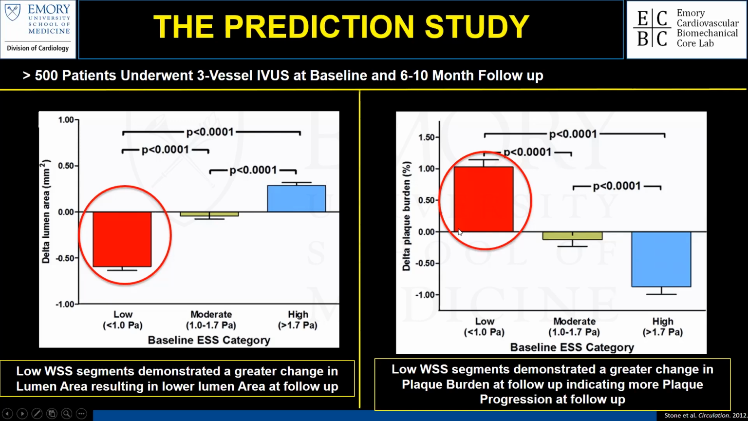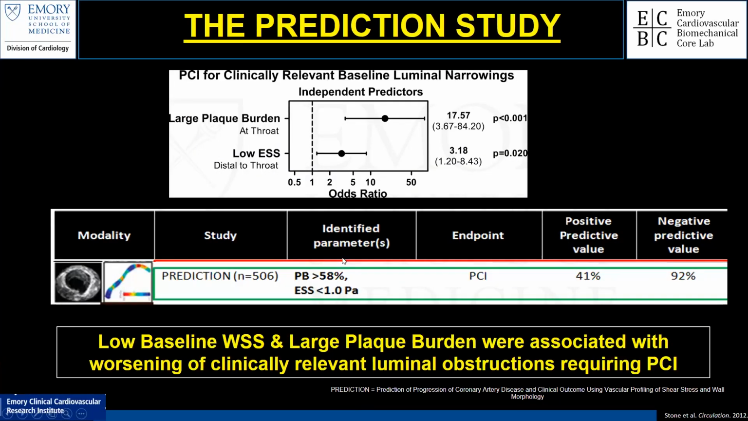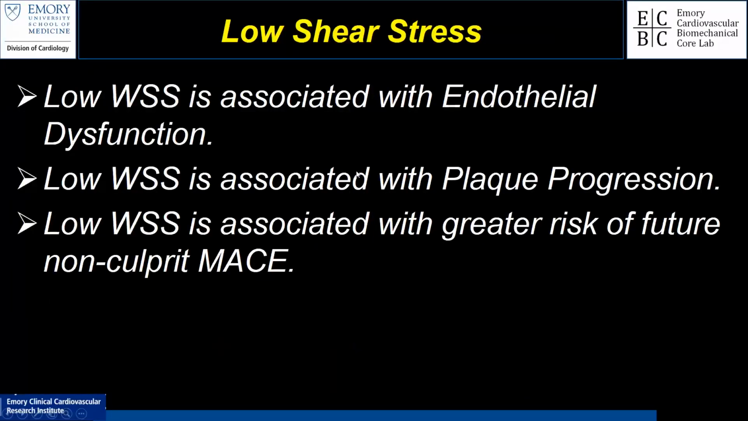Hence, in the PREDICTION study, low shear stress and large plaque burden at baseline were associated with worsening of clinically relevant luminal obstruction requiring PCI. And indeed, the positive predictive value generated from combining these two variables, that is plaque burden and low shear stress, was 41%. So low shear stress is associated with endothelial dysfunction, low shear stress is associated with plaque progression, and low shear stress is associated with greater risk of future non-culprit MACE.